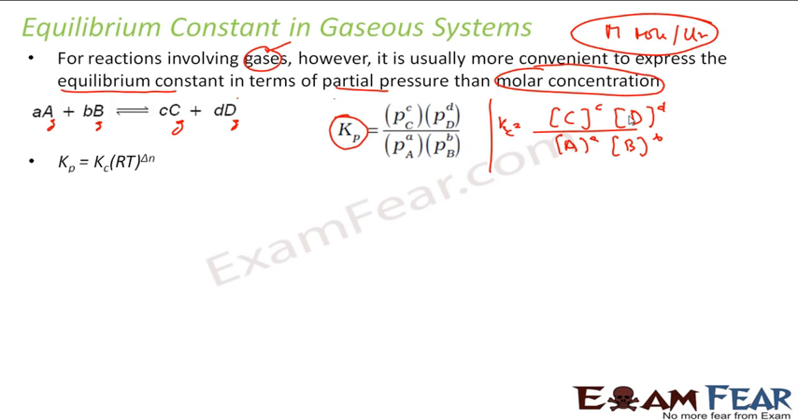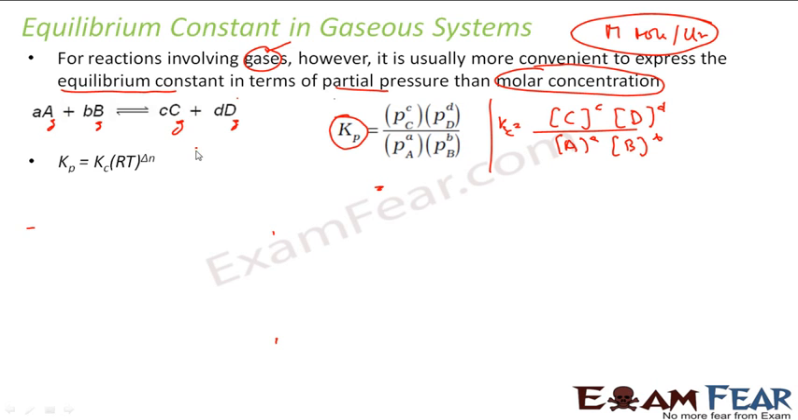And there is a relationship between Kc and Kp. So if we have Kp, we can easily find Kc, and the other way around is also true. So if we want, we can actually derive this. Kp is equal to Kc (RT) to the power delta n. See, Kp is this value.